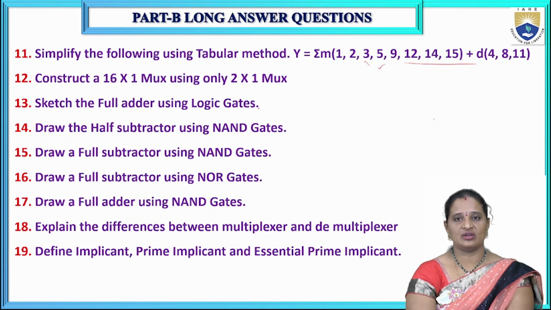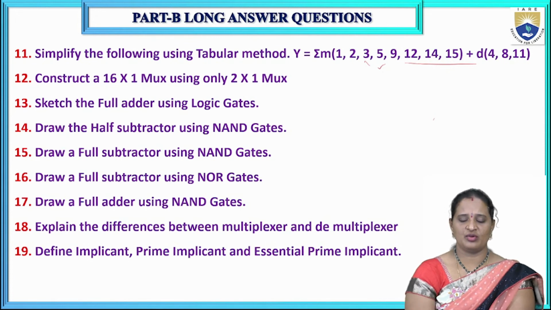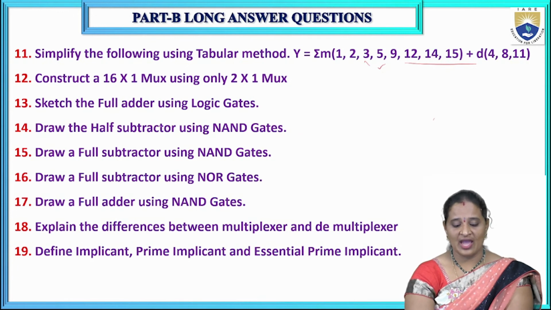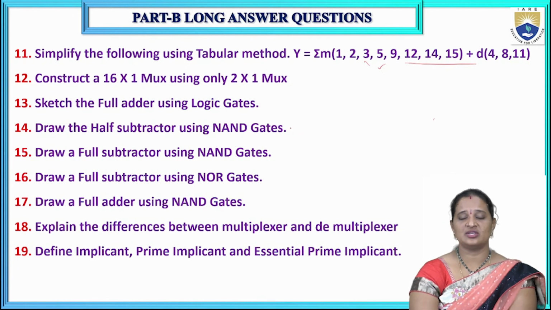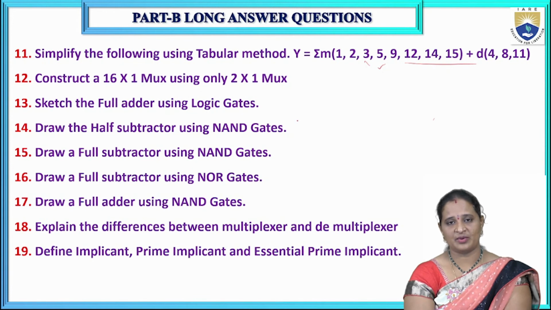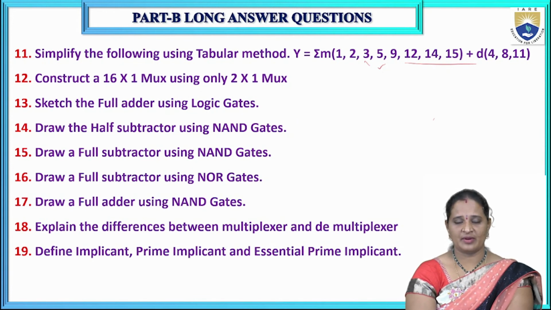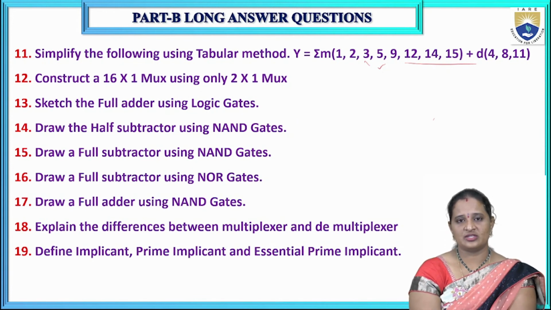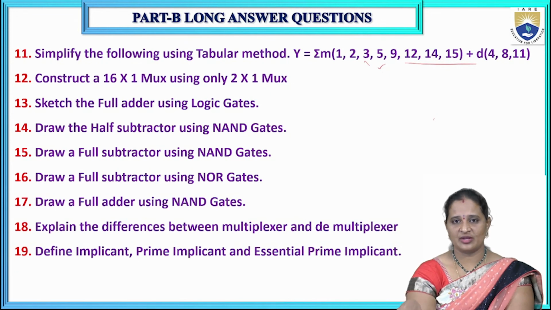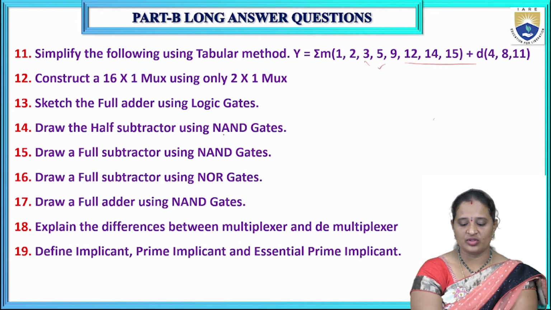Sketch the full adder using logic gates. Just define a full adder, draw its truth table, give its Boolean functions, and implement them using logic gates. Draw the half subtractor using NAND gates. Sorry, half subtractor using NAND gates means first you have to draw the half subtractor. How to draw the half subtractor? Give its truth table, get its Boolean functions, and then implement using logic gates. And go through the procedure of implementation using NAND logic.